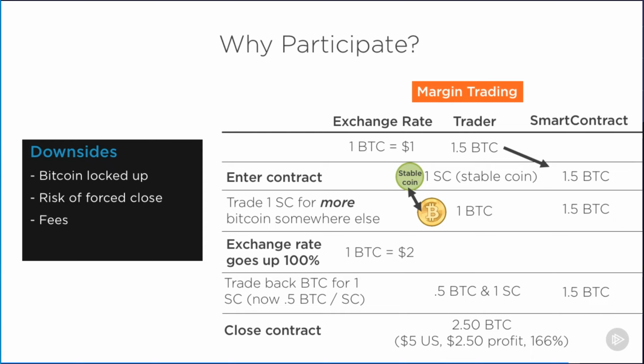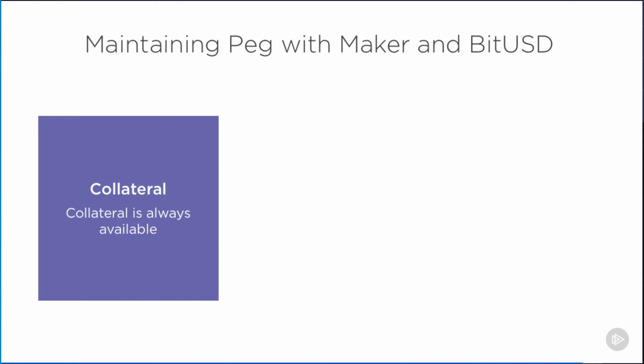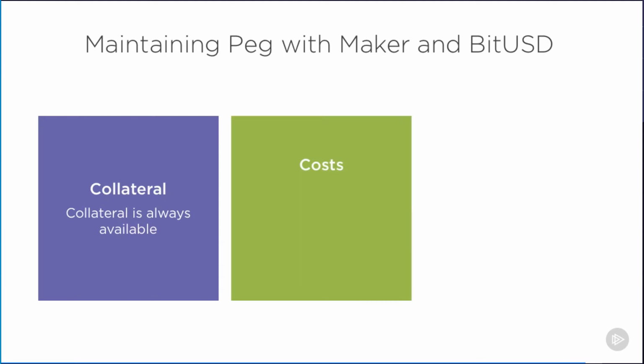The contracts enable traders to make leveraged trades in return for providing the stablecoin. Of course, if Bitcoin went down, the losses would have also been magnified. In addition to guaranteeing collateral, both Maker and BitUSD adjust the cost for traders to create new stablecoins to regulate supply, and therefore keep the stablecoin close to its target price.